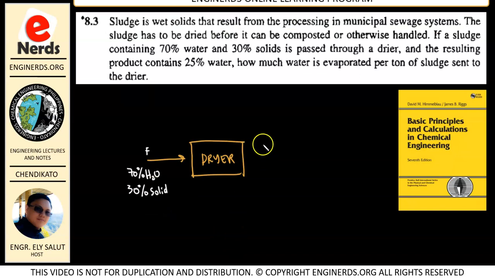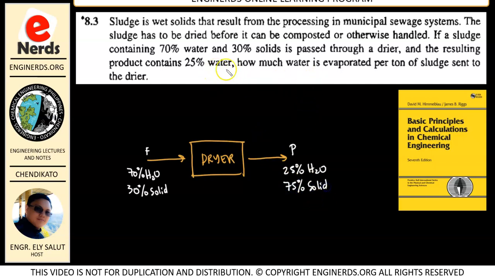Okay. And then, it is passing through the dryer, and the resulting product contains 25% water. So, yung ating product stream coming out here, let's name this stream as P. Okay? So, our product stream is coming out with 25% water. So, dahil drying lang ang nangyayari sa atin, that means the remaining 75% are the solid.